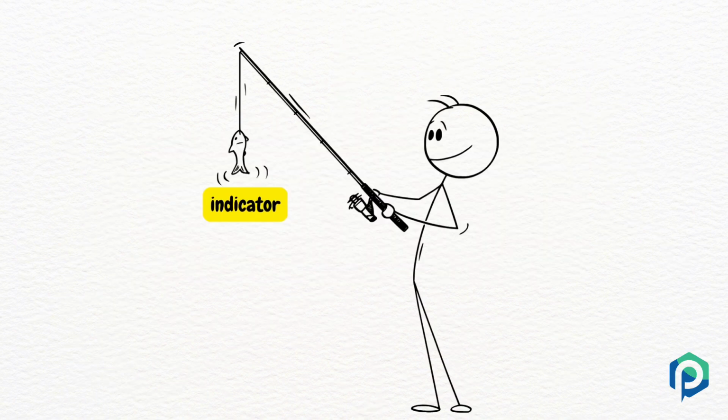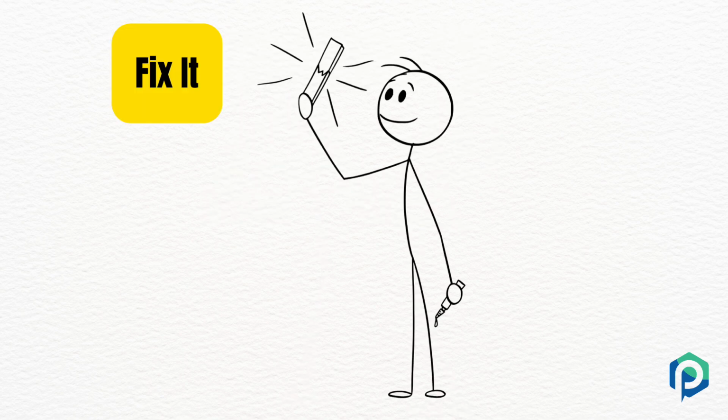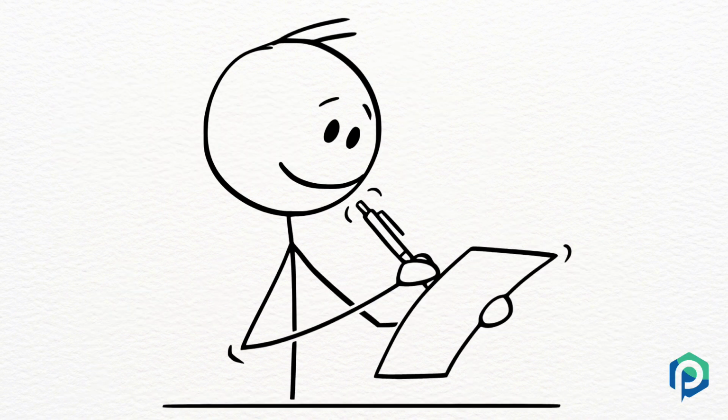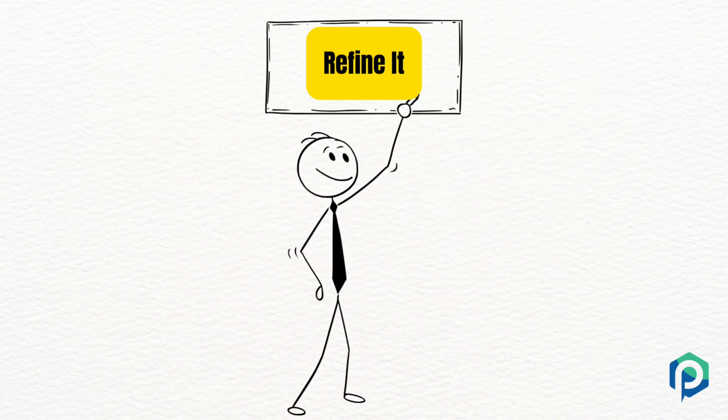Your action step? Grab one indicator you're using right now. Ask, is it SMART? If not, pick one letter to fix. Too vague? Get specific. No deadline? Add one. Then, test it on a colleague. If they say, wait, what does that mean? Back to the drawing board.